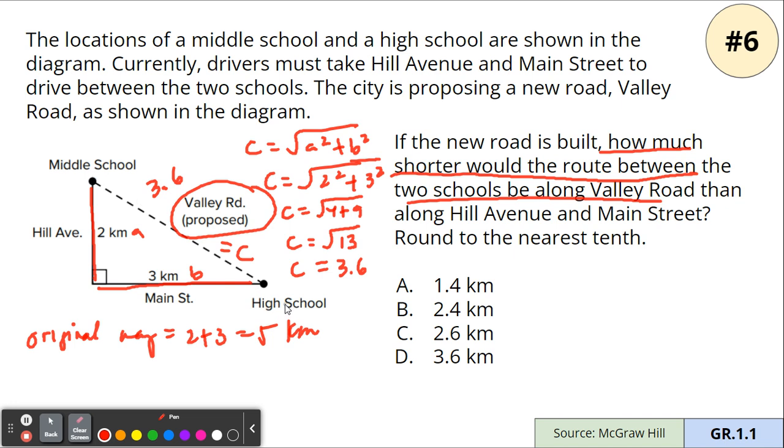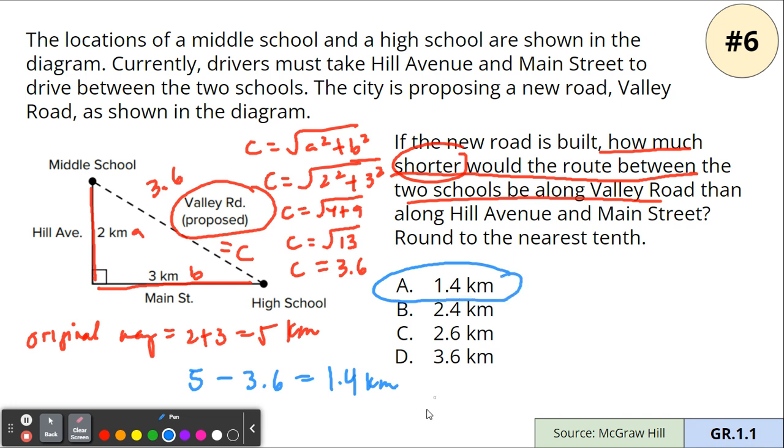Okay, so this one, the proposed road will only take 3.6 to travel from middle school to high school. Okay, but we are asked how much shorter. So we have to subtract 3.6 from our original distance, which is 5. So the answer, it will be 1.4 kilometers shorter. Okay, so 1.4 kilometers shorter than the original route. So you have to be careful as well in understanding what is being asked in our problem, because some of you might think, oh, the answer is D, 3.6, because applying our Pythagorean theorem, we get the value road as 3.6.